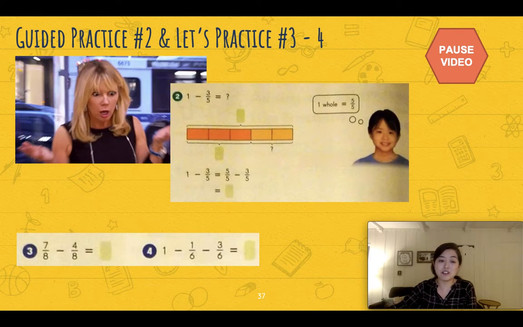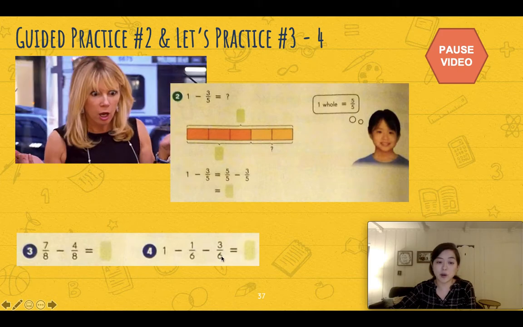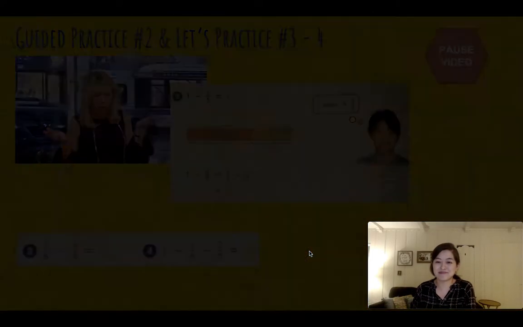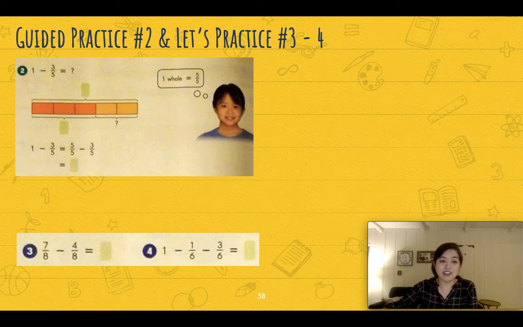Please pause the video and do numbers 2, 3, and 4. Alright, so now for number 2, it says 1 minus 3/5 is what? 1 whole is 5/5. Because if you look here, I know that 3/5 is parts of a whole, right? So 1, 2, 3 out of a total 5. But this is 1 whole, right? This entire bar model. How many parts are in this entire bar model? It's 5, right? And then so 5/5 is equal to 1 whole.